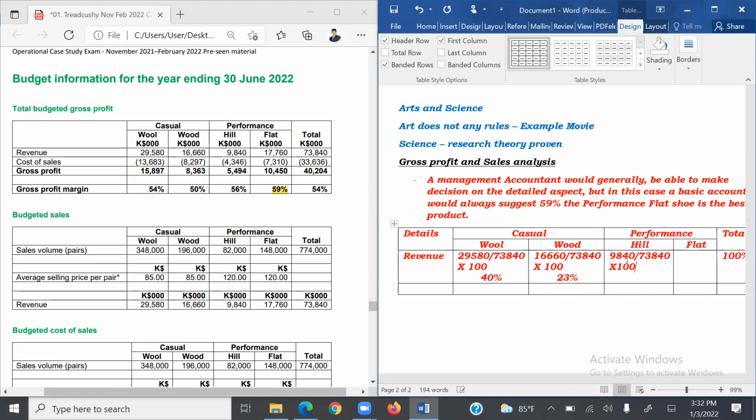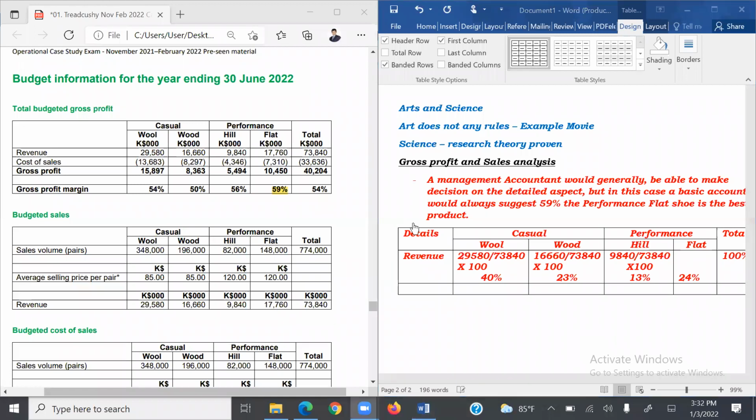Can you please tell me? 13.32. So I'll go with 13%. The next one, that is the flat. I will directly wait for your answers. Can you tell me? So it should be 24%, the balancing figure. Can I get a Y in the chat box if it is 24% from your side?